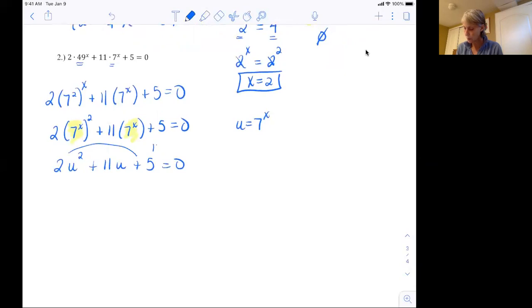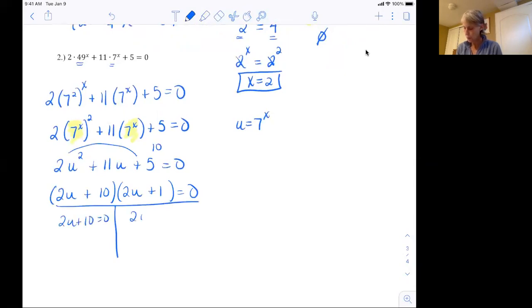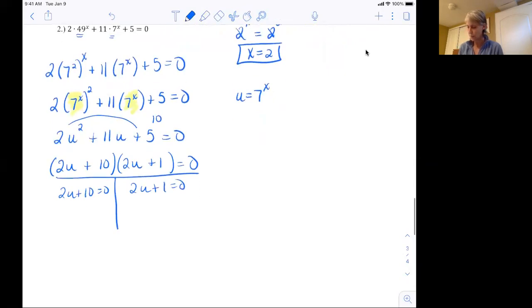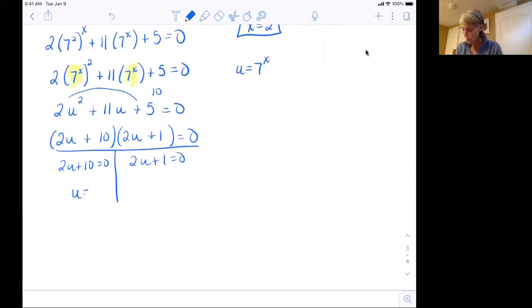I'm going to use my little bridge method. Two numbers that multiply to 10 and combine to give me 11. So that is 10 and that is 1. 2u plus 10 equals 0. 2u plus 1 equals 0. U equals negative 5. Oops, made another mistake.